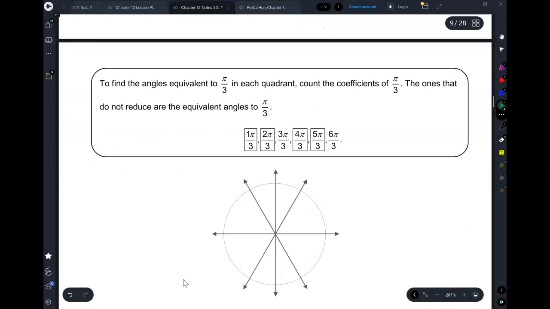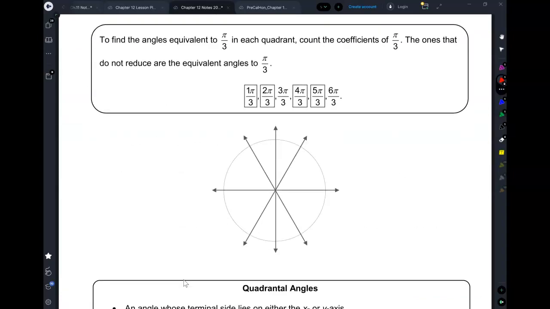Okay, so then the next one is pi over 3. So pi over 3, remember, is 60 degrees away from the x-axis. So it's 1 pi over 3, 2 pi over 3.